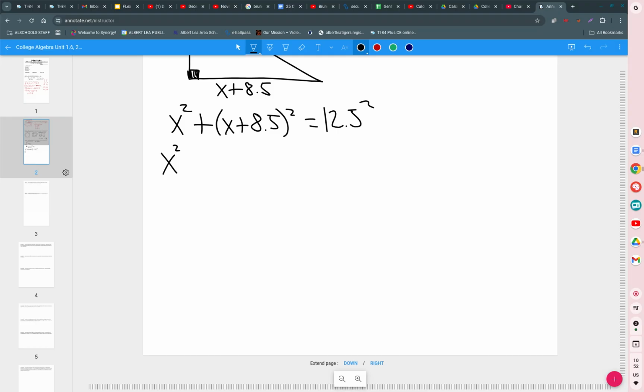What do we get if we multiply X plus 8.5 times X plus 8.5? X squared plus what's in the middle? 8.5X plus 8.5X. 17X will be the middle. And then 8.5 squared, Keaton has told us, is 72.25. Thank you. And 12.5 squared is 156.25.